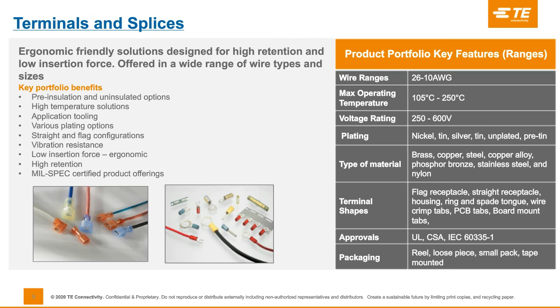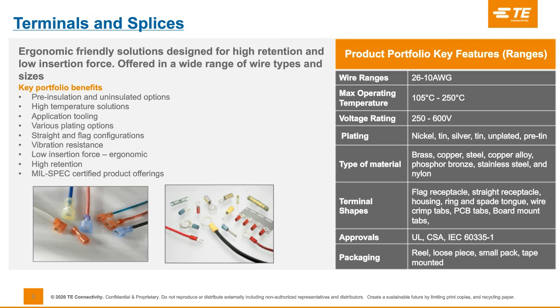The types of materials: brass, copper, steel, copper alloy, phosphorus bronze, stainless steel, and nylon. And the terminal shapes, it's very key because there's a wide range of different shapes in there. So flag receptacles, it's going to have that for the plating, the mating tab thickness, 110, 187, 250, just depending on the width and also the thickness of those.